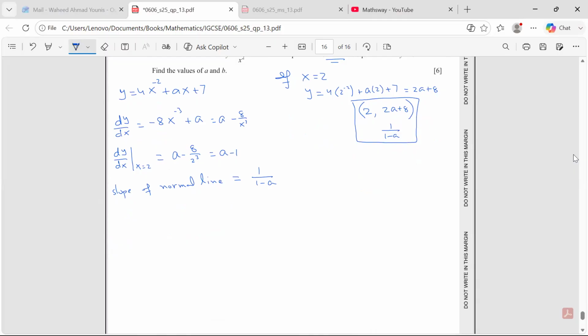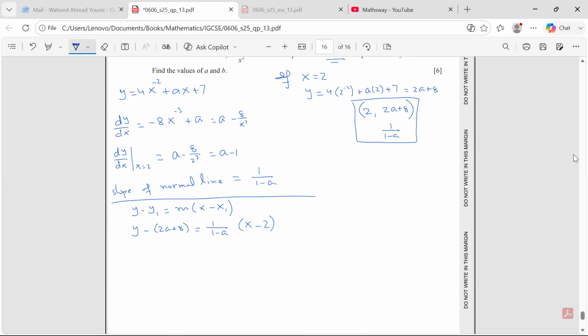Okay, remember, if I have to find the equation of a normal line, and I know a point on the line and its slope, the equation I use is y minus y1 equals m times x minus x1. Remember? So y minus y1 is y minus 2a plus 8, correct? M, the slope, is 1 over 1 minus a, into x minus x1, which is 2. Okay, so this is the equation of my normal to this curve.